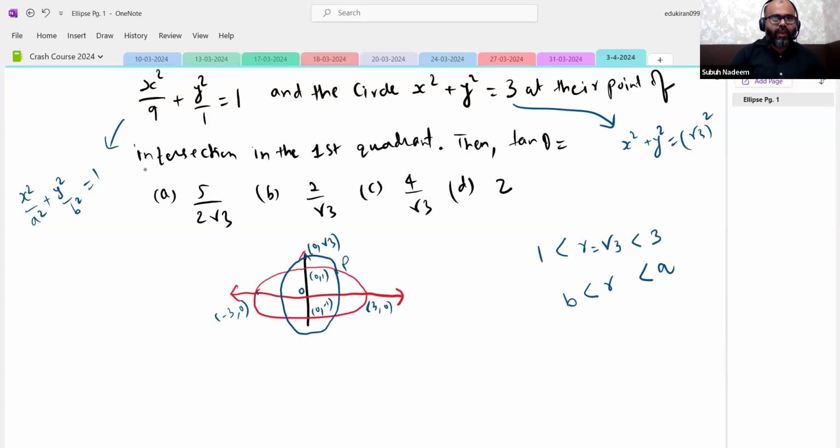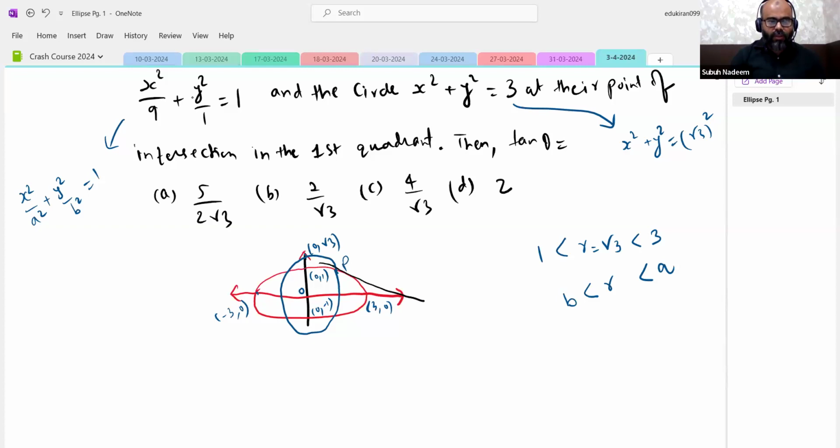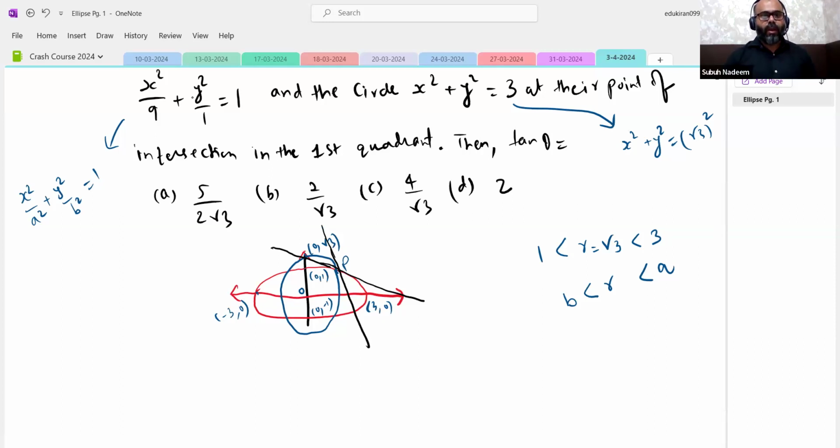And if we draw tangents here, for the ellipse, the tangent would be like this. This is the tangent for the ellipse. And for the circle, the tangent is like this, at the point of intersection. And the angle between them is theta. Then they are asking what is the value of tan theta. So first draw this figure.